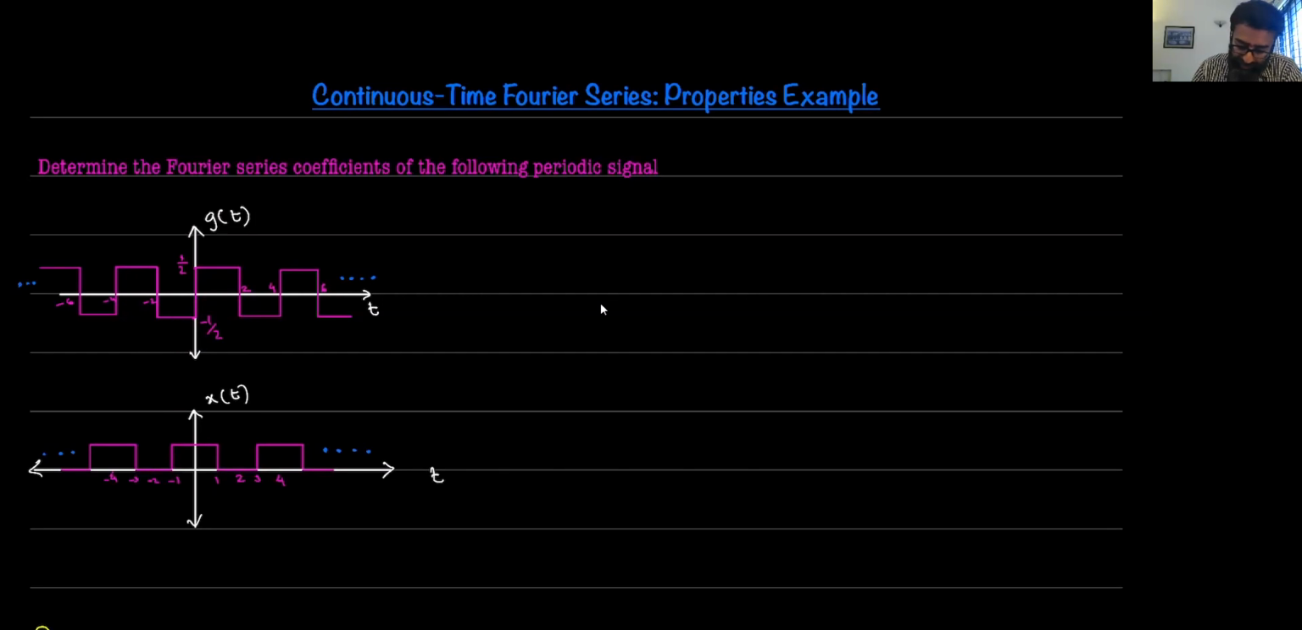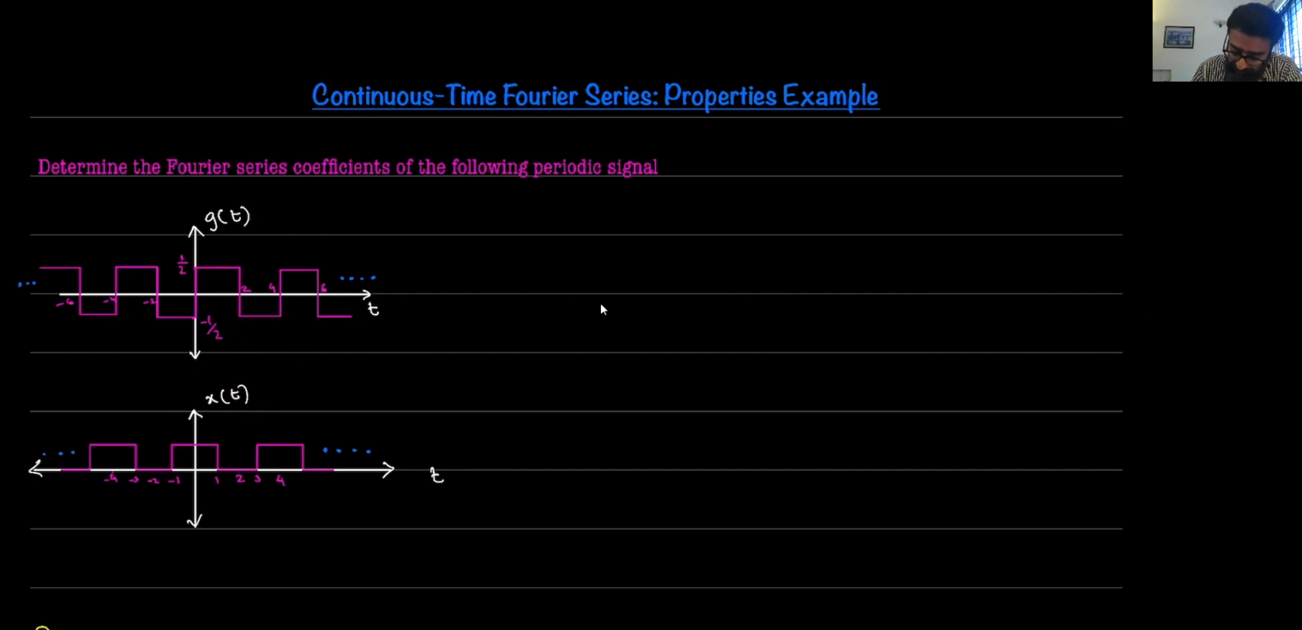What I'm going to do instead here is try to relate what g of t is as a function of x of t. And once again, the reason why I'm doing this is because we already know from a previous example what the Fourier series coefficient of this signal is. So if I can find a way to relate this to this, I can use then the properties of the Fourier series analysis that we've done earlier to try to determine the Fourier series coefficients of g of t.